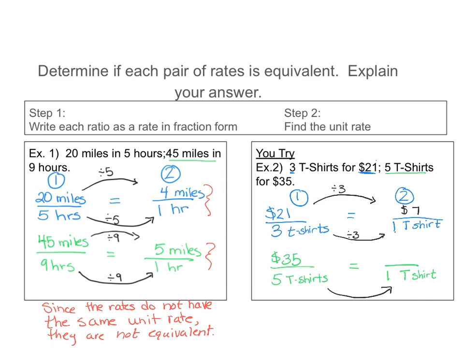Okay, let's do the bottom one. How do I get from 5 to 1? I'm going to divide by, see if you can get it before I get it. If you said 5, you are correct. Okay, make sure you are writing all of this down in your notes. Go ahead and divide the top by 5. So 5 divided by 5 is 1 t-shirt, and then 35 divided by 5 is $7 again. So as you can see, this is $7 per t-shirt, and this is $7 per t-shirt.